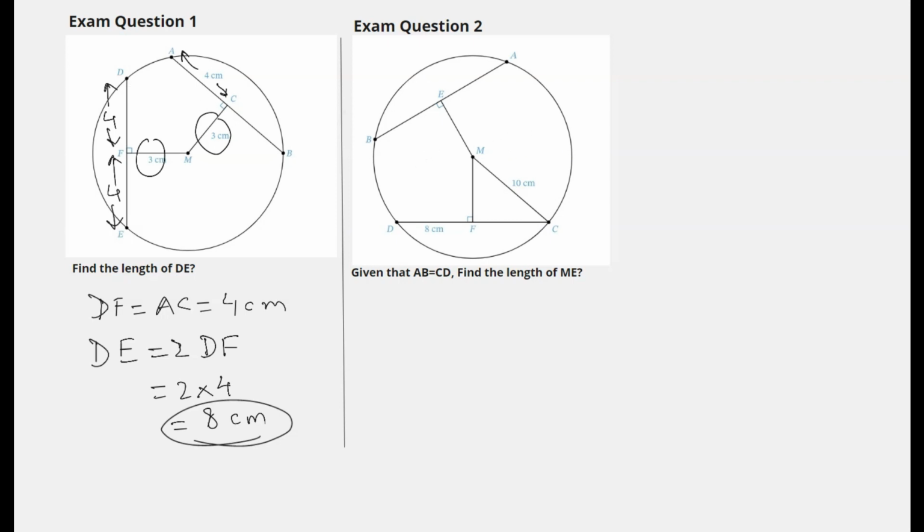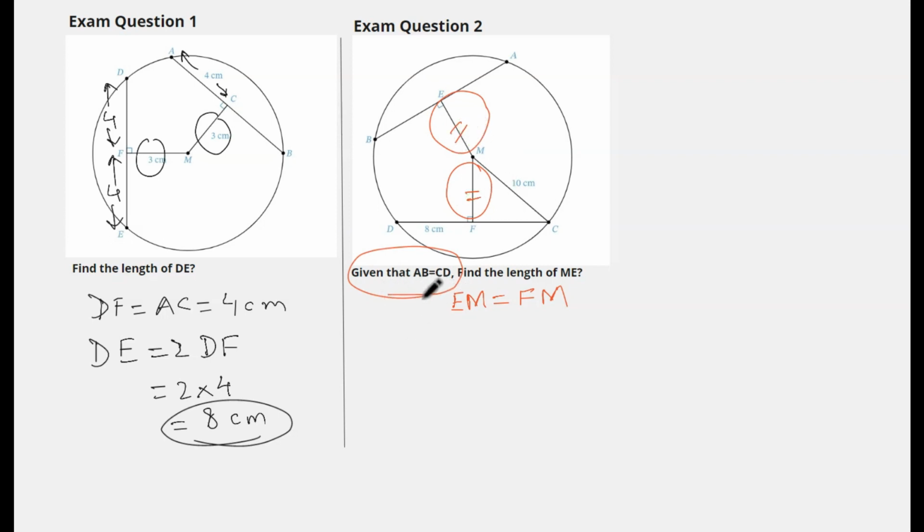This is a more tricky question. If you look here, AB and CD are given as equal chords. So this means if these chords are equal, then their distance from the center should be the same. So you need to find EM here, and no figure is drawn on this side. Since chords are equal, since AB equals CD, this means your EM must be equal to FM. This distance from the center should be the same. These two distances should be the same.